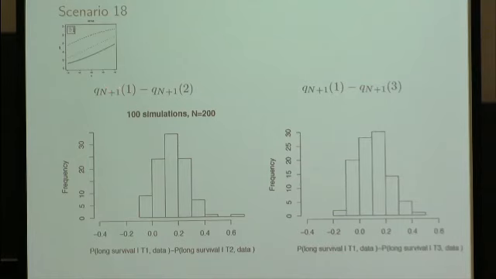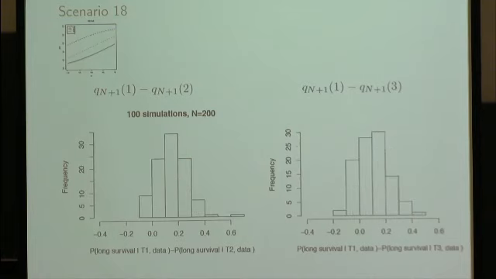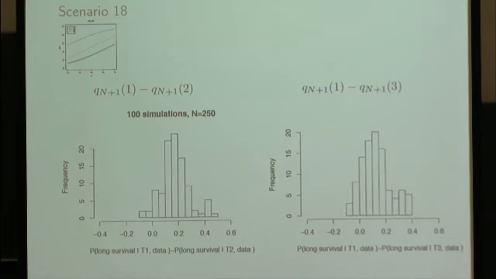What happens when we push to 250? Perhaps the peak doesn't move anymore, but certainly the variability starts to tighten up. This is not really the posterior, but you have less variability in your predictions. So this is what it's telling us.